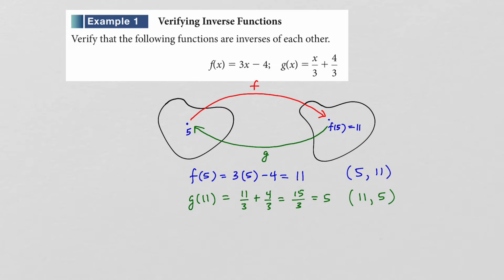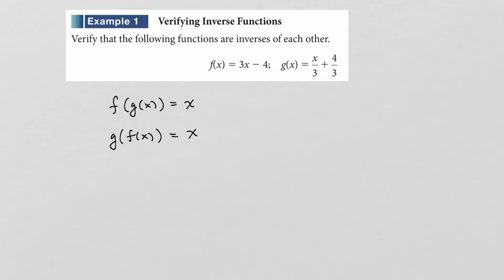So instead, we're going to rely on compositions to do this for us. If these functions are truly inverses of each other, then when we plug the function g into the function f, we should get x. Also, when we plug the function f into the function g, we should get x. Let's verify that each one of these actually happens. So we'll start with doing f of g of x.